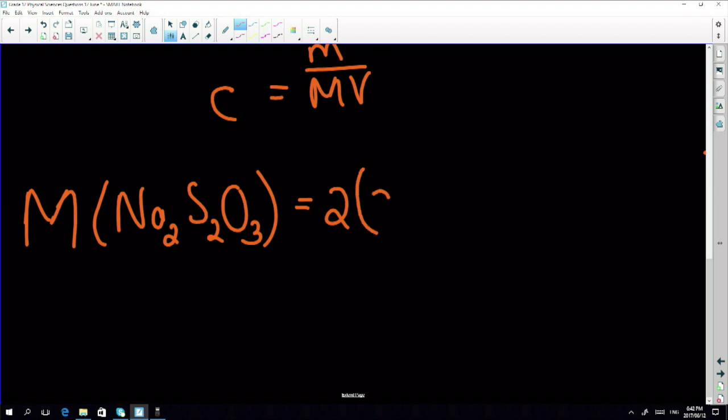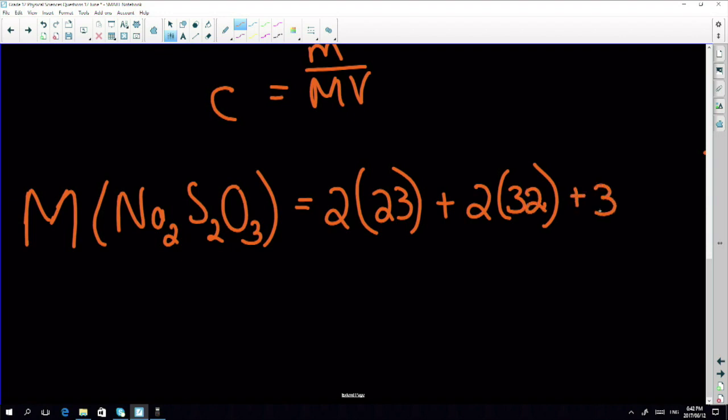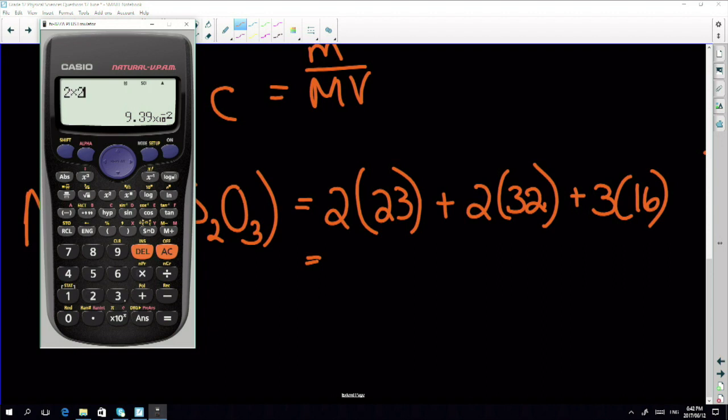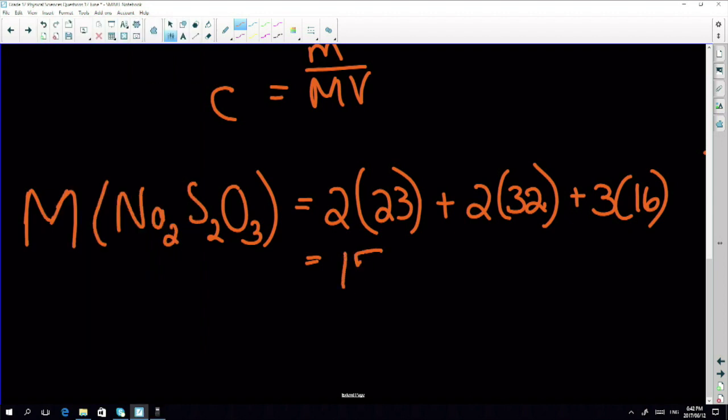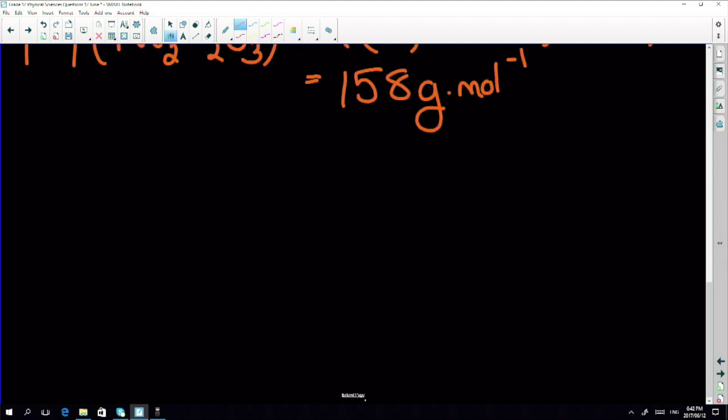So I know sodium is 23 and there's 2 of them. Sulfur is 16 and there's 2. Sulfur's not 16, sulfur's 32. Oxygen is 16 and there's 3. So, now calculators, 2 times 23 plus 2 times 32 plus 3 times 16. And let's take it off scientific notation mode because that's silly. 158 grams per mole. Great.